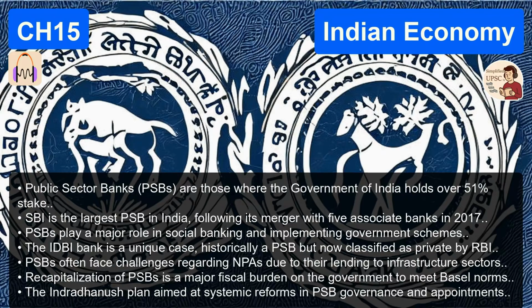And the new generation. These came up after the 1993 guidelines, following liberalization. HDFC, ICICI, Axis. These are the ones with the slick apps, the aggressive marketing, and the massive growth in the last 2 decades. Right. Then we have foreign banks. These are international banks that have a presence in India. They operate either through branches, like Citibank used to, or HSBC, or as wholly owned subsidiaries.